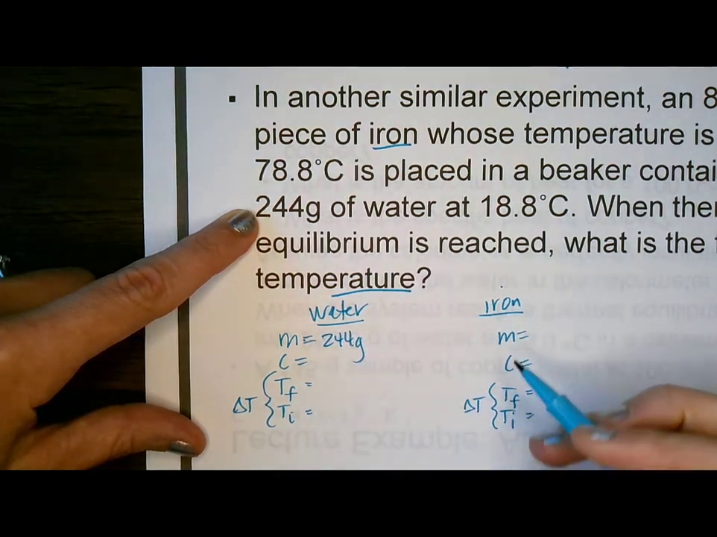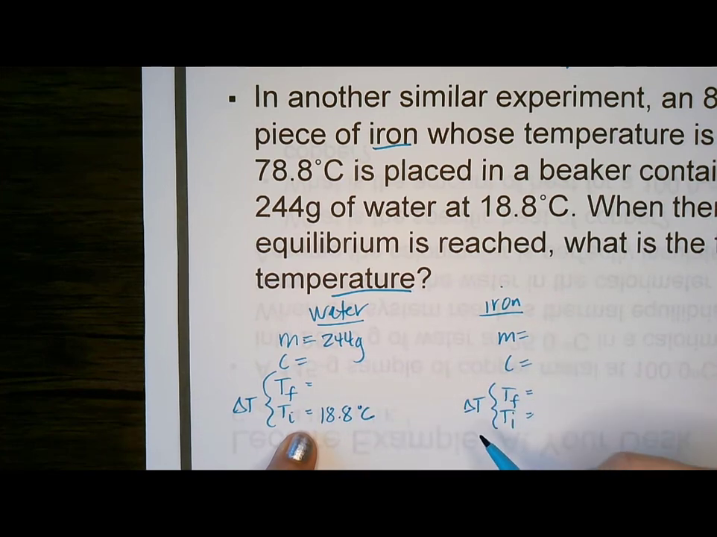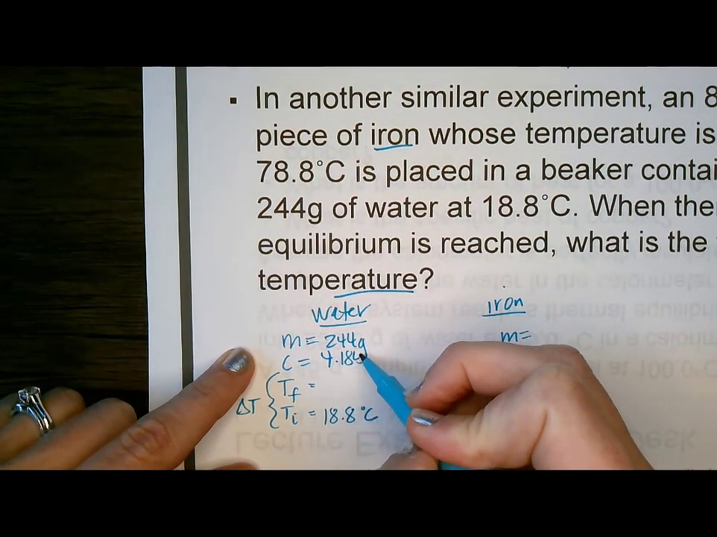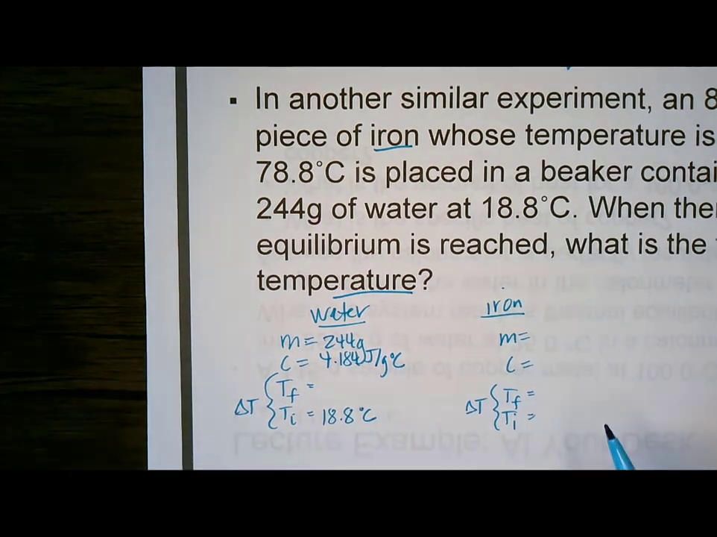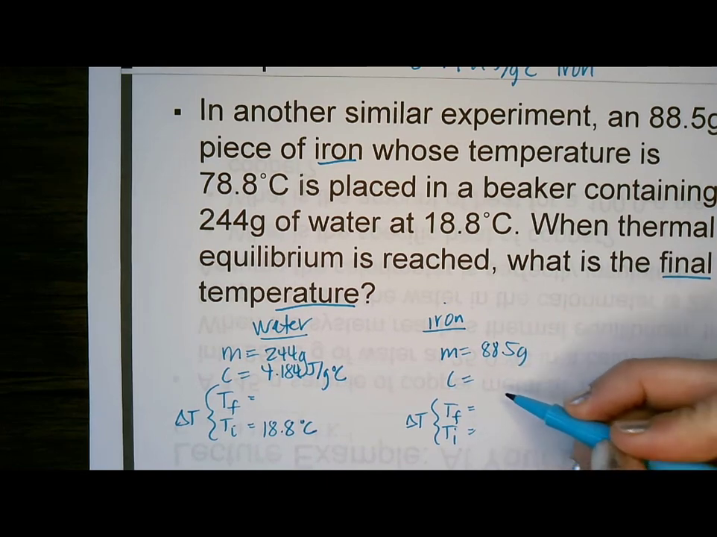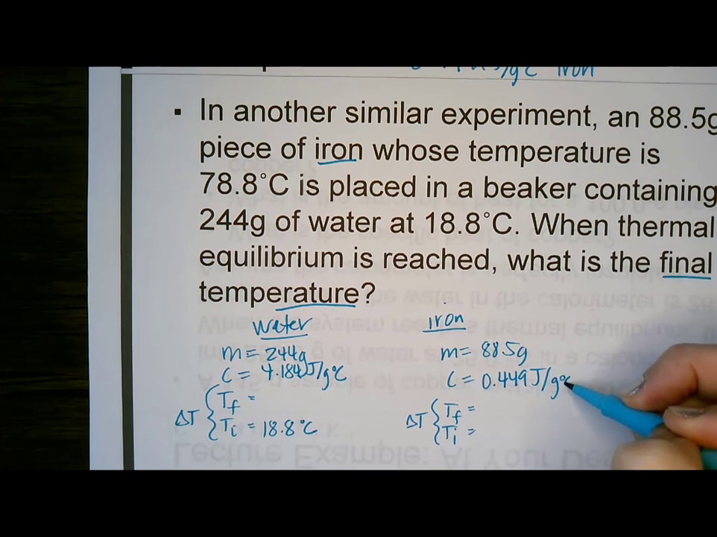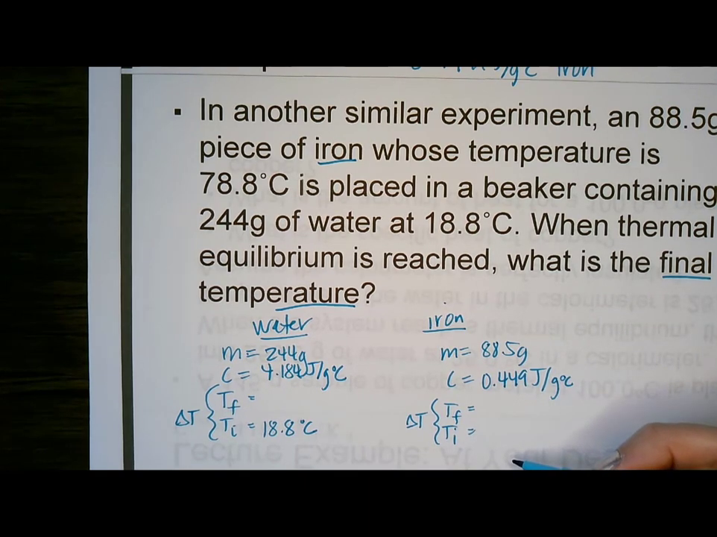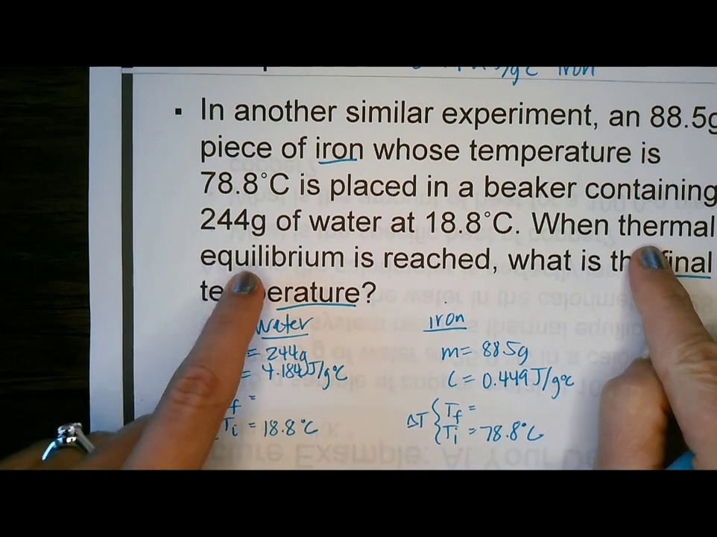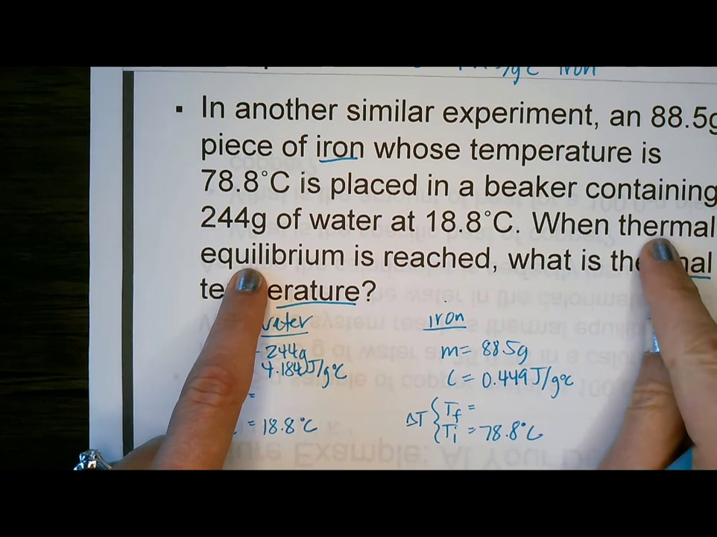244 grams of water. Its initial temperature, 18.8 degrees Celsius. Specific heat, 4.184. Okay. Iron. 88.5 grams. 449 for its specific heat, and its initial temperature, 78.8 degrees Celsius. Now we're also told when thermal equilibrium is reached, that means thermal heat equal.